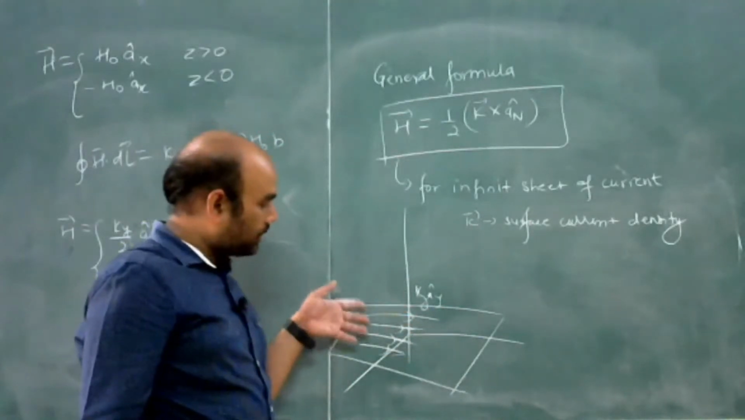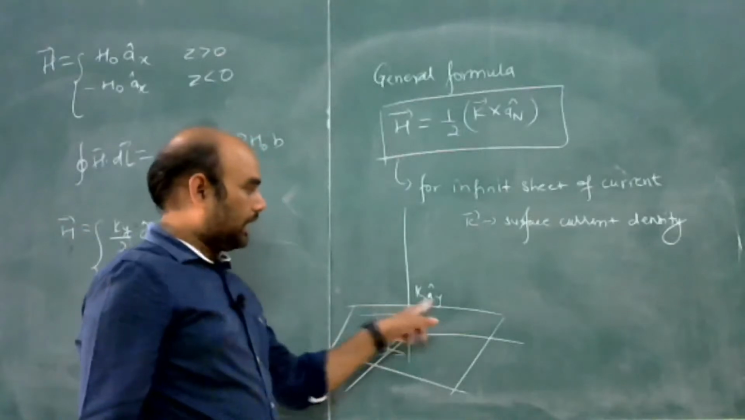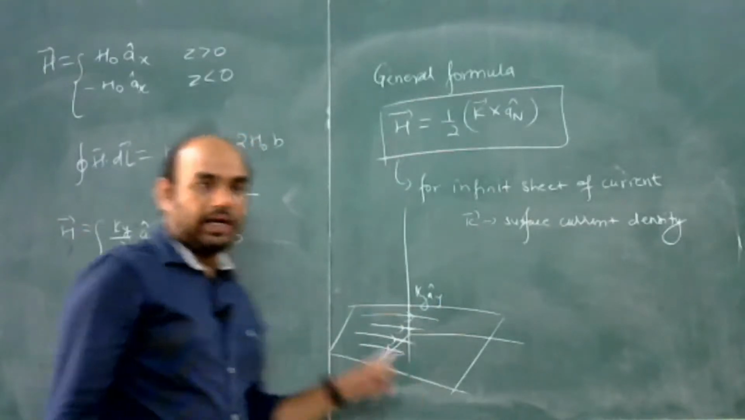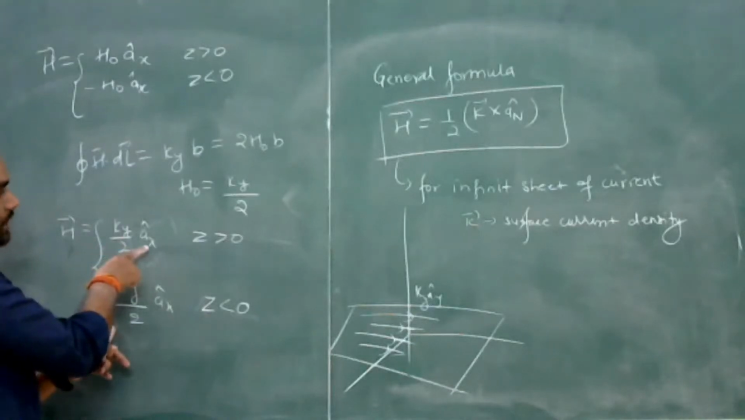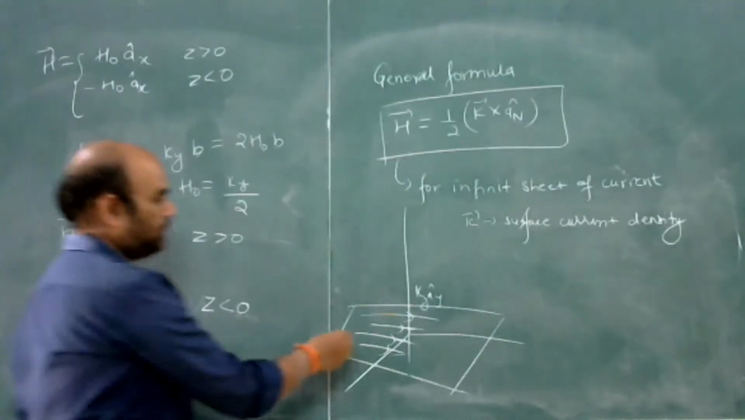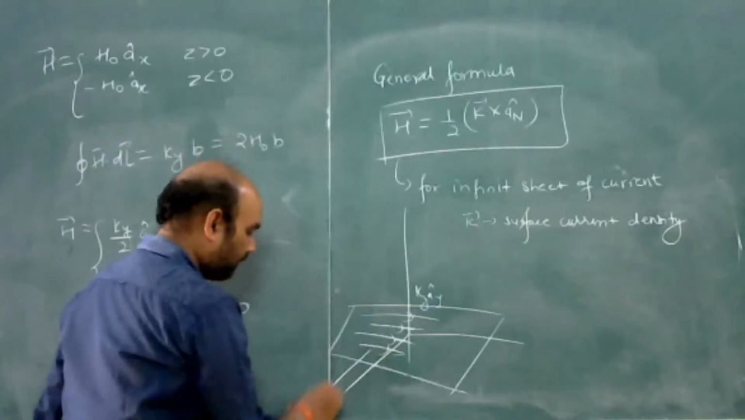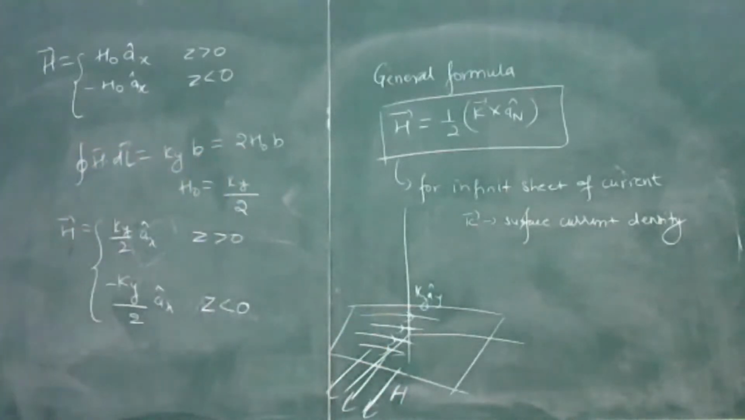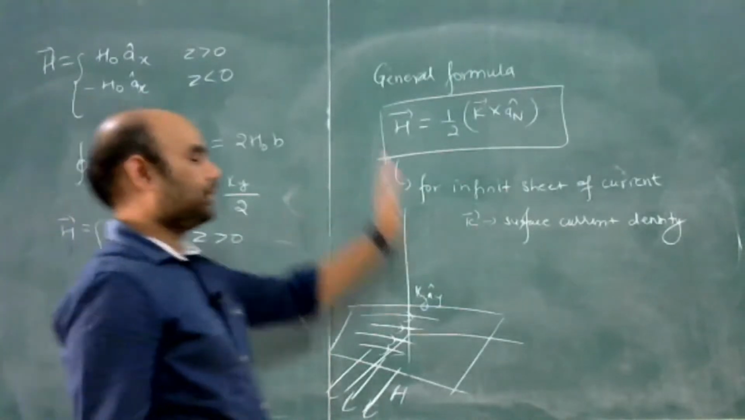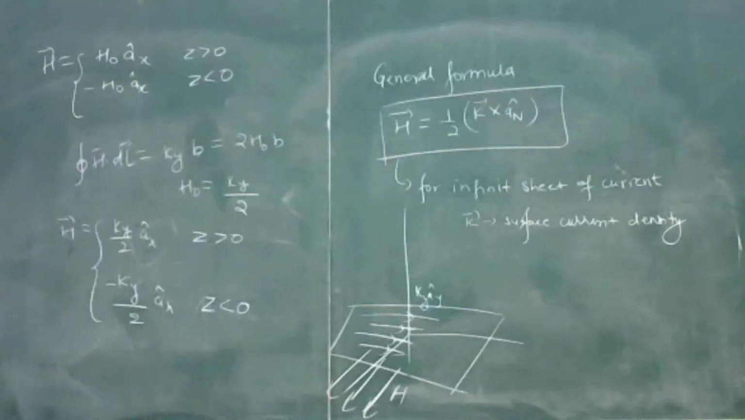You will always get the value of H which is normal to the sheet of current. In this case, current is flowing in the ay direction, and we are getting its resultant H along the ax direction. So this is the general formula of the equation. Any doubt?